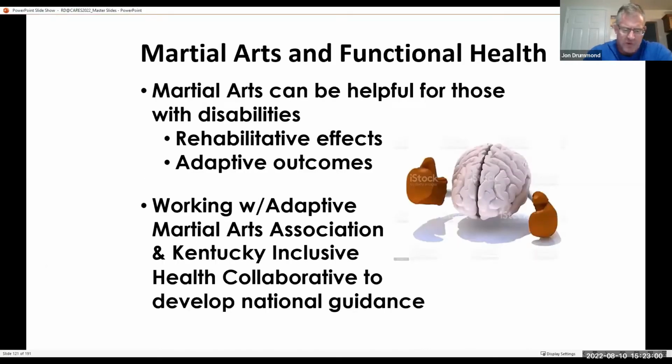So the current effort is derived from supporting work with the Adaptive Martial Arts Association, a national organization in the United States, and the Kentucky Inclusive Health Collaborative to develop national guidance. That guidance will be published very soon now. That was done with some of the co-authors you saw on the first slide. And per the literature review, martial arts does appear to be helpful for those with disabilities in ways that are both rehabilitative and also promote adaptive outcomes, which is our primary interest for this presentation. Next slide, please.